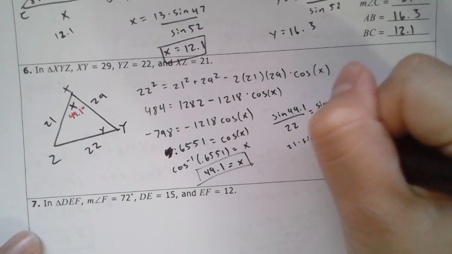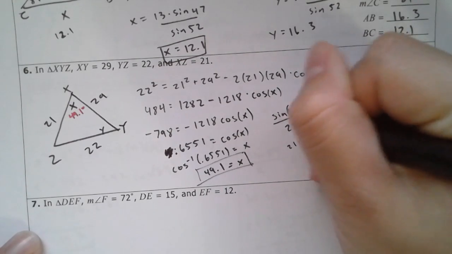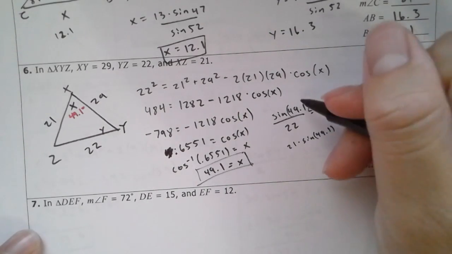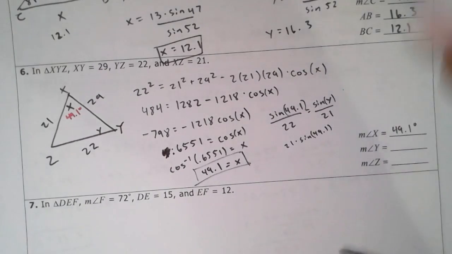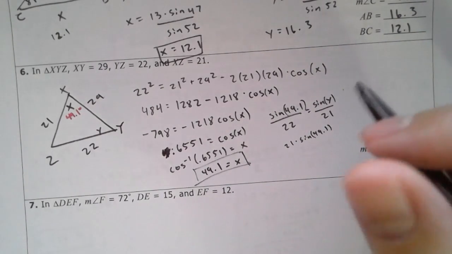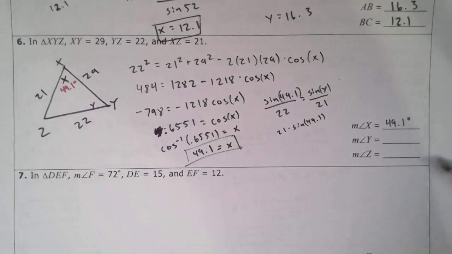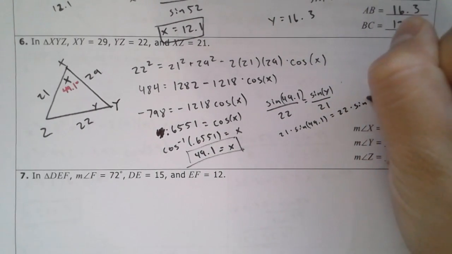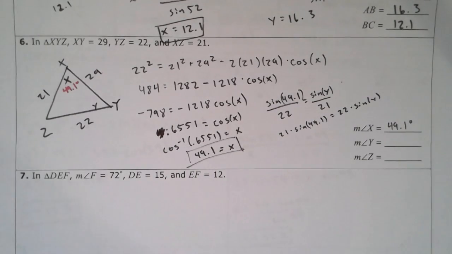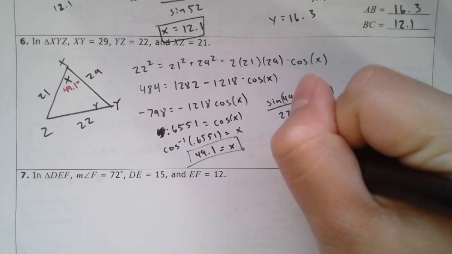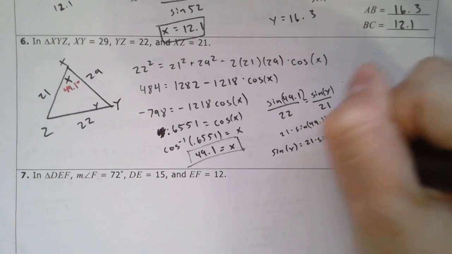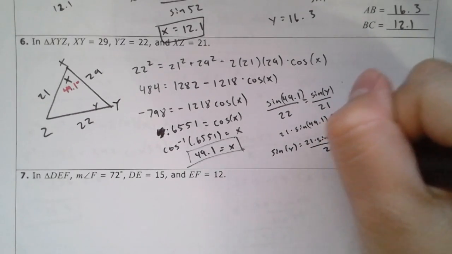So I get 21 times sine of 49.1. You guys notice I sometimes leave out the parentheses, so please use the parentheses. It's a good habit, of knowing what's within the sine function. I know I don't always do it, I didn't do it here, but it's a good habit to always do it. Anyway, 21 times sine of 49.1 is equal to 22 times the sine of y. So then I get sine of y is equal to 21 times the sine of 49.1 over 22.